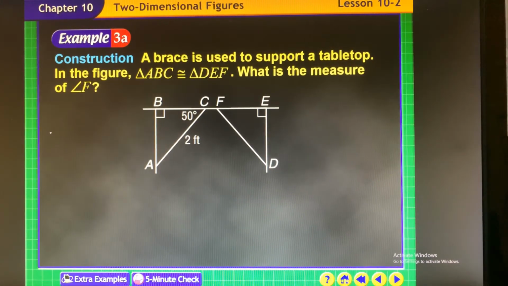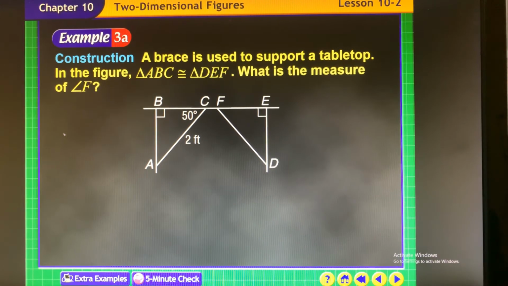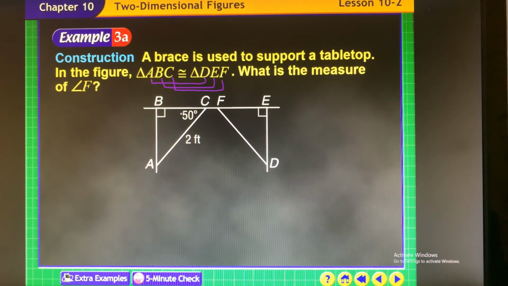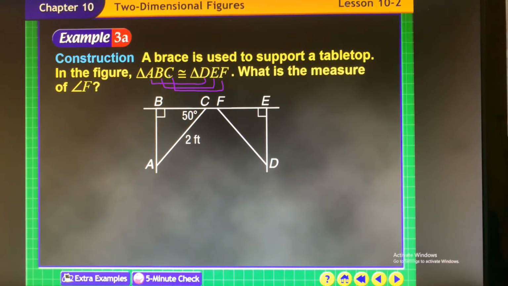A brace is used to support a tabletop in the figure. Same kind of thing. It's matching up your angles for you already, so you can clearly see which angles are congruent and which sides are congruent. This one asks, what is the measurement of angle F? Well, angles C and F are congruent, so if C is 50, then F is 50.